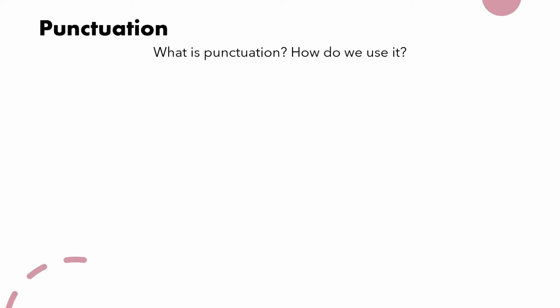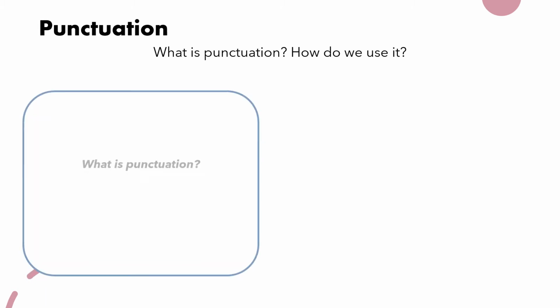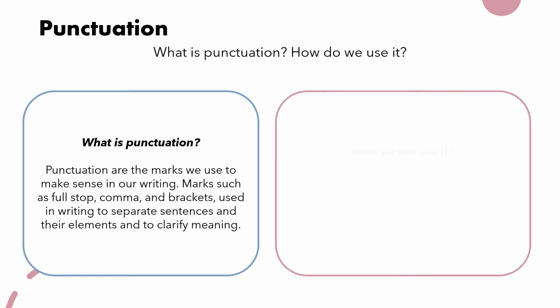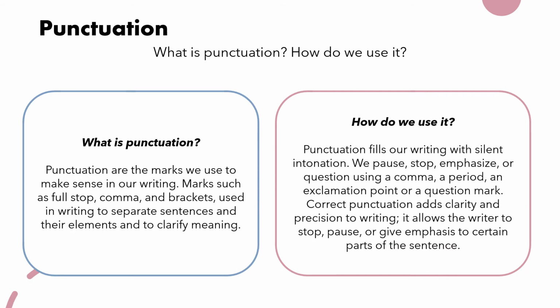So what is punctuation and how do we use it? Punctuation are the marks we use to make sense in our writing. Marks such as full stops, commas and brackets used in our writing to separate sentences and their elements and to clarify meaning. So these enable us to make our writing make more sense and to make our message clear to the reader.